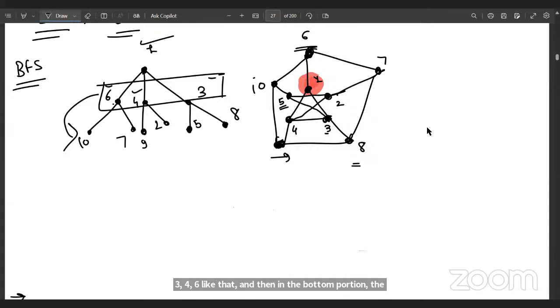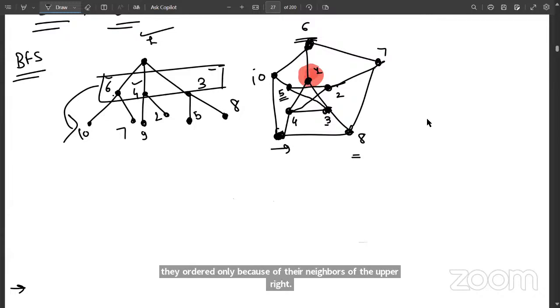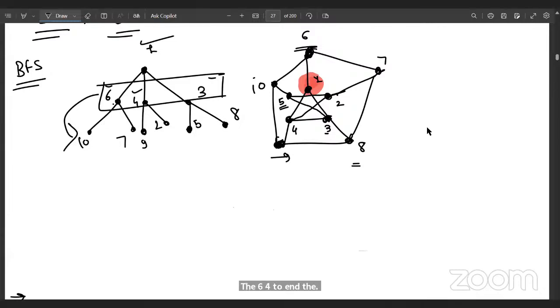See, they are ordered only because they are neighbors of the upper one, right? The 6, 4, and 3 vertices are actually the parents of these vertices. So you have to assign them, choosing the parents in any order. I'm taking 10 and 9, but you can take 9 and 10. But you can't shuffle 5 and 9.